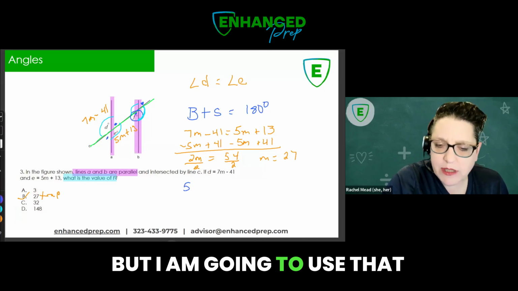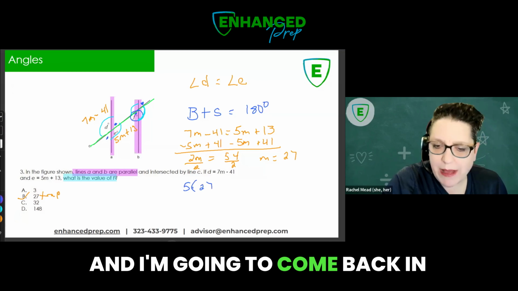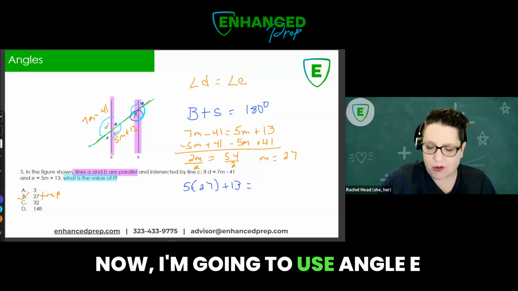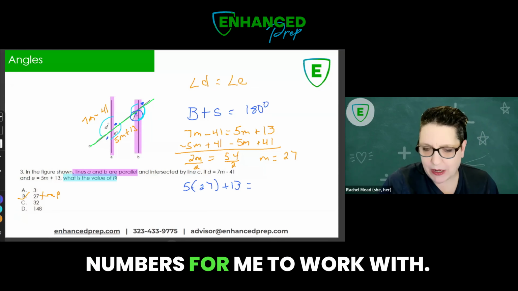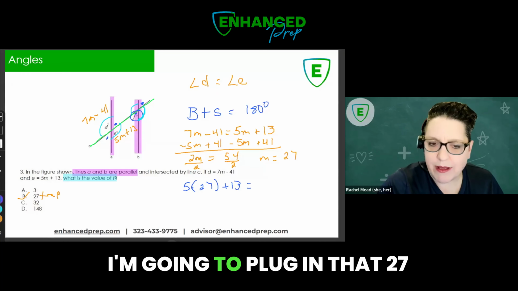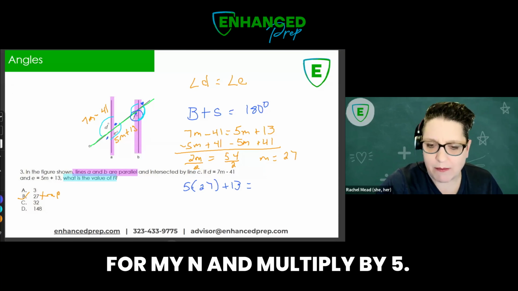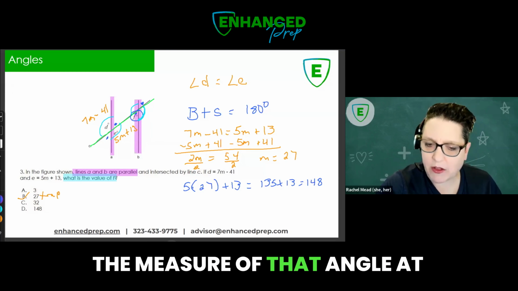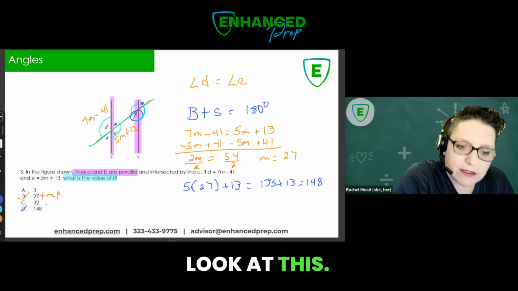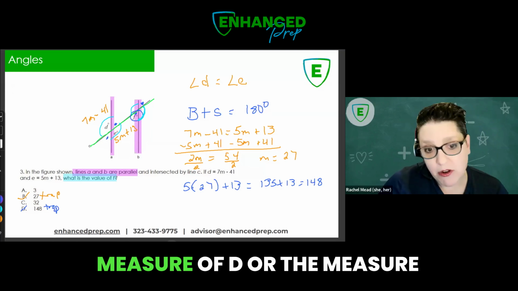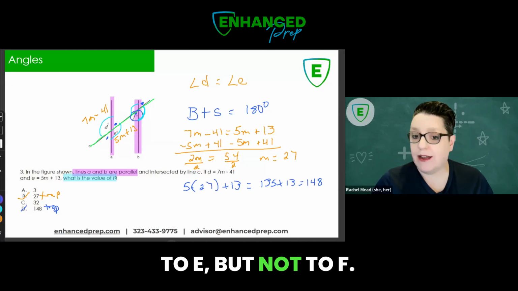But I am going to use that 27, and I'm going to come back in here to solve for one of my angles. Now, I'm going to use angle E because it has smaller numbers for me to work with, so it's a little bit easier for me to get through that faster. I'm going to plug in that 27 for my m and multiply by 5, and we get 135 plus 13, and that's going to give me the measure of that angle at 148. Look at this. I've got another trap coming into play here. That's the answer to the measure of D or the measure of E, but not to F.